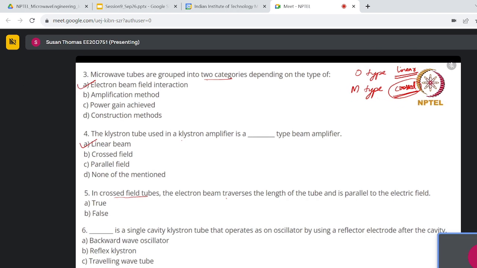So, a crossed field tube, as I mentioned in the beginning, is the M type tube wherein the electron beam field interaction is basically perpendicular. So the focusing field is perpendicular to the accelerating electric field. So, this is a false statement. I hope this is clear now.